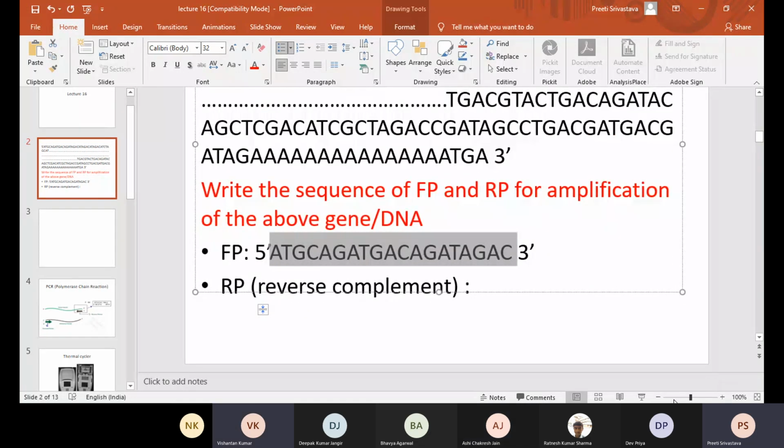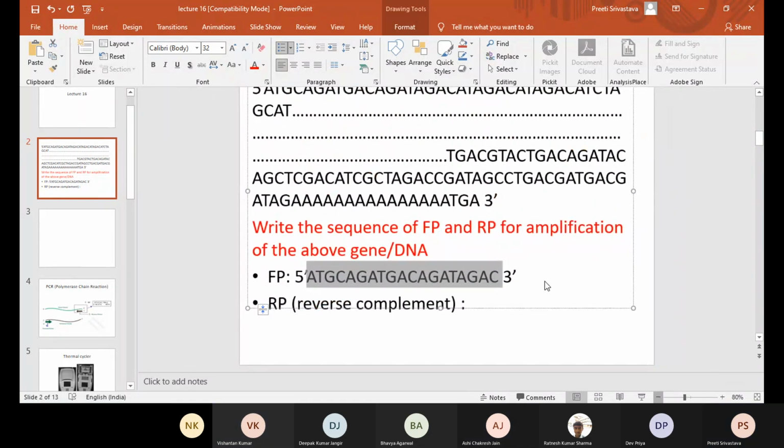Ma'am, I guess it's 54 if I'm not wrong. Okay. So Devpriya, I was asking you people to calculate the Tm. So the Tm for this primer is how much? Using the formula 4 into (G plus C) plus 2 into (A plus T). Yes, ma'am, it's 54 degrees Celsius.